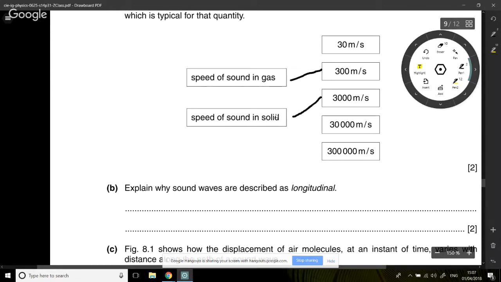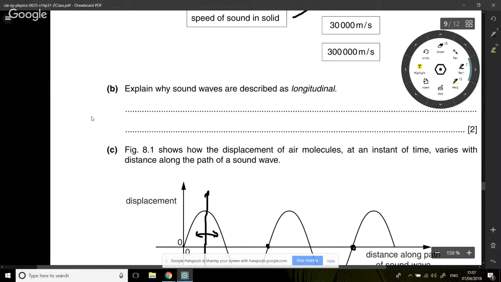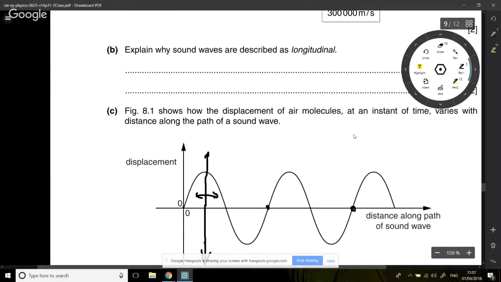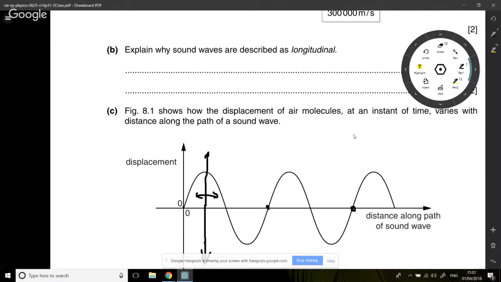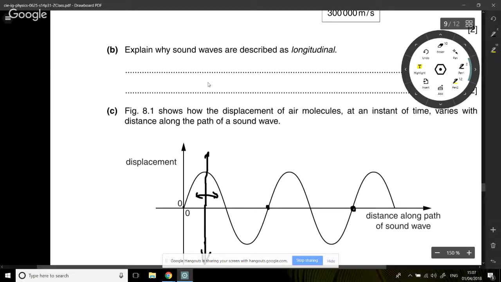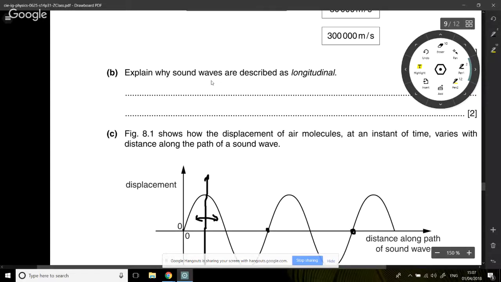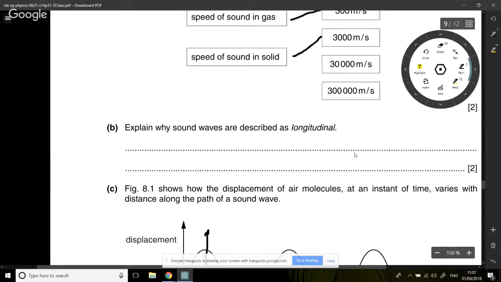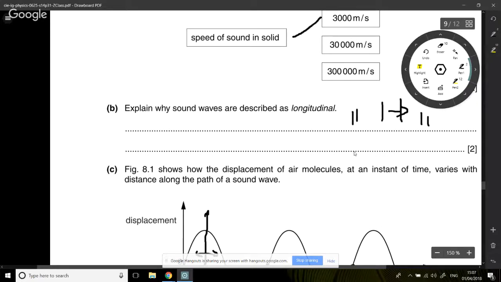Okay, and then it asks why sound is called longitudinal. Well, it's described as a longitudinal wave. Basically, the vibration or the movement in the molecules happens in the direction that the wave is propagating. The one down here would be a transverse wave, but with a longitudinal one, you see how the waves compress and then expand and then compress, in the same direction that the sound is traveling.